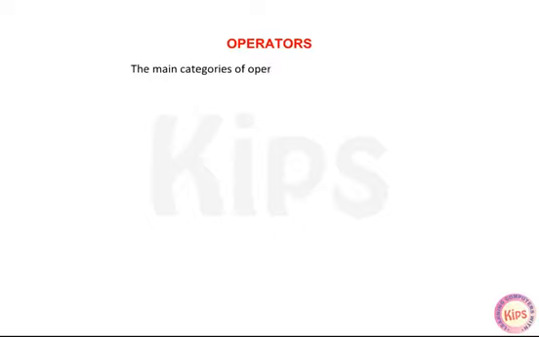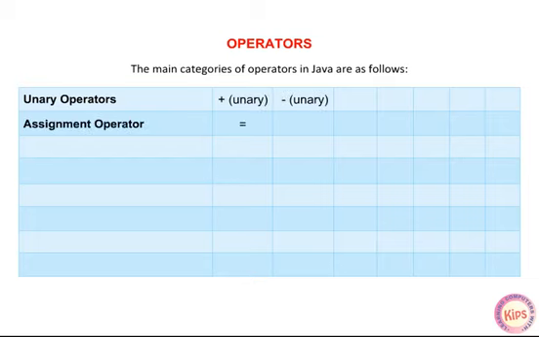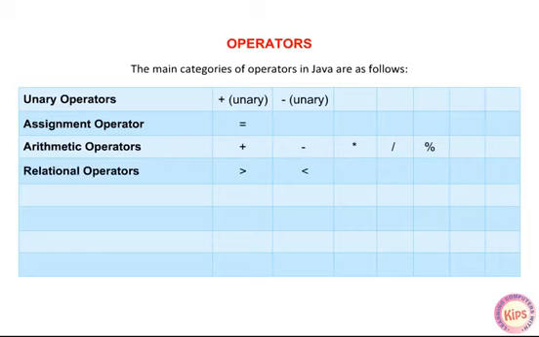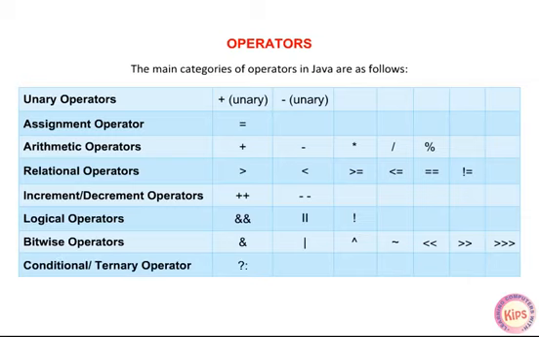The main categories of operators in Java are as follows: unary operators, plus unary, minus unary; assignment operator, equal to; arithmetic operators, plus, minus, multiplication, division, percentage; relational operators, greater than, smaller than, greater than equal to, smaller than equal to, equal to, not equal to; increment or decrement operators, plus plus, minus minus; logical operators, and, or, not; bitwise operators, and, or, complement, smaller than, greater than; conditional or ternary operator, question mark, colon.